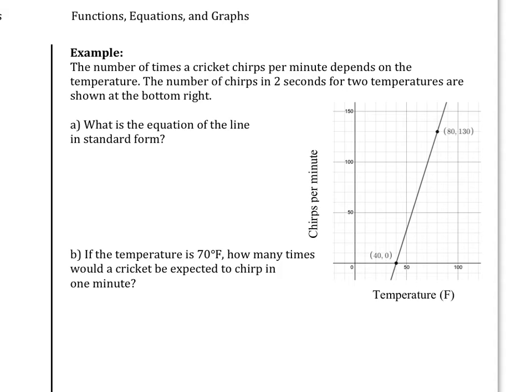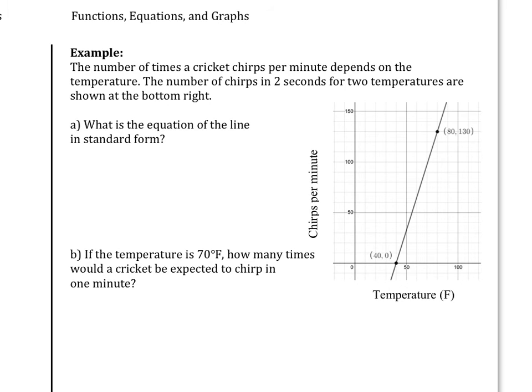Now, when we use lines, we are really creating an equation that can be applied to real-life problems where we use the line to predict something. So, for example, let's look at this problem. The number of times a cricket chirps per minute depends on the temperature. The number of chirps in 2 seconds for 2 temperatures are shown on the bottom right. What is the equation of the line in standard form?